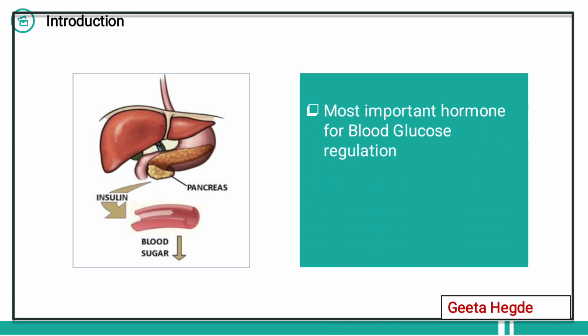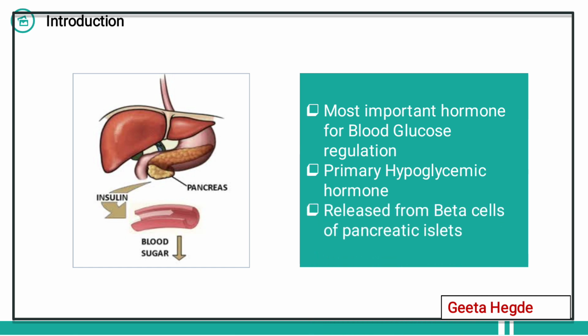Insulin is the most important hormone for blood glucose regulation. It is a primary hypoglycemic hormone which reduces the blood glucose levels by negative feedback mechanism. It is released from the beta cells of pancreatic islets.